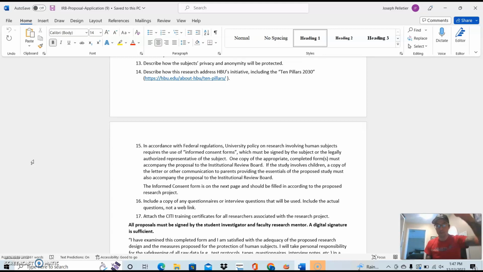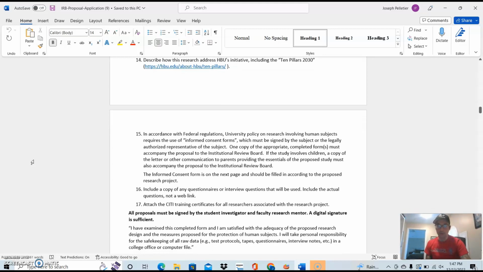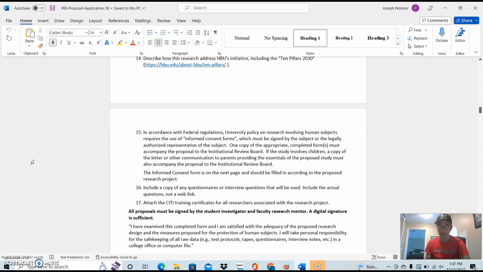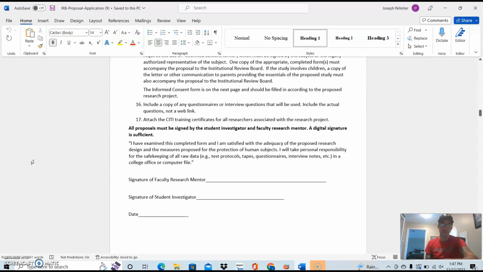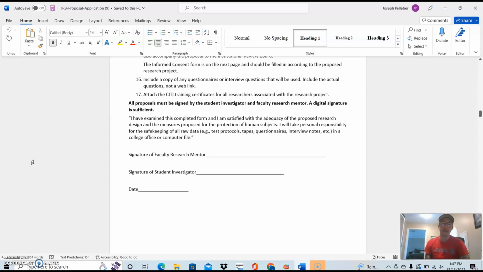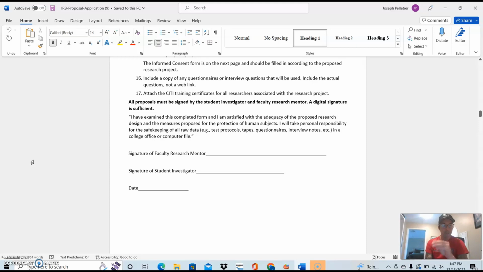The informed consent is down below. We'll talk about that in a moment. Make sure you use their template for an informed consent. Obviously, for 16, you want to include anything the participants will see, whatever questionnaires, whatever demographics they're going to answer, include that in there. And then CITI training too, make sure you have your CITI training up to date. This course has the link for your CITI training.